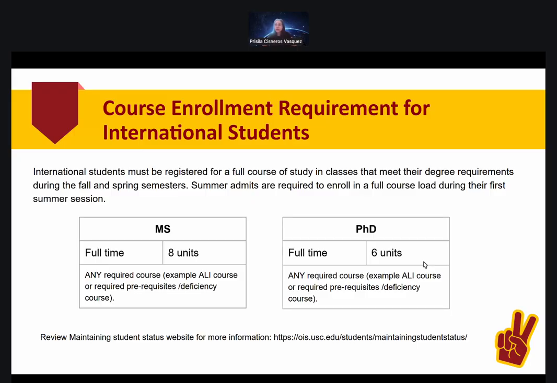Anything that is required counts, so if you have to take any prerequisites for your program, or anything that's associated with your department, or any deficiency courses or co-requisites or things like that, or also any ALI classes, which are required language courses, then they do count towards the 8 units. If you are taking ALI classes that are optional, those do not count towards the full-time status. So that's something to keep in mind, and we also did link the OIS website to gain more information if you did want to read a little bit more on that.